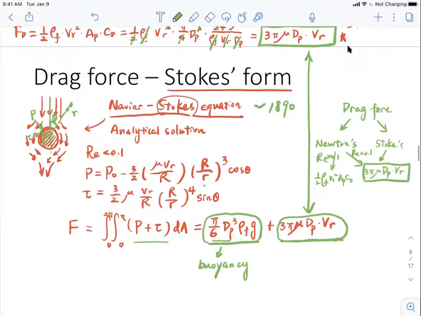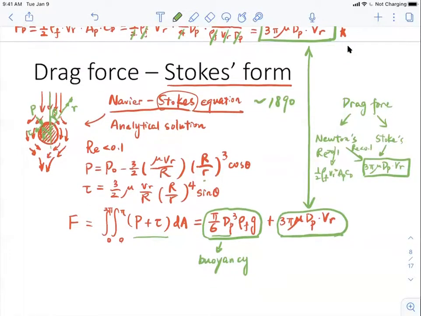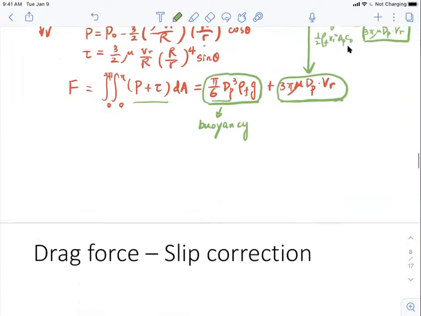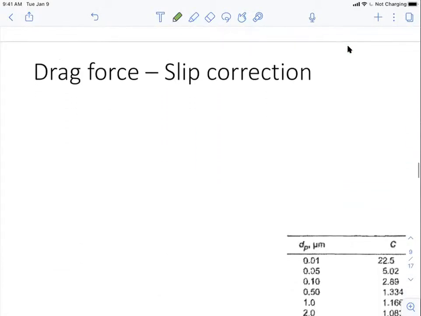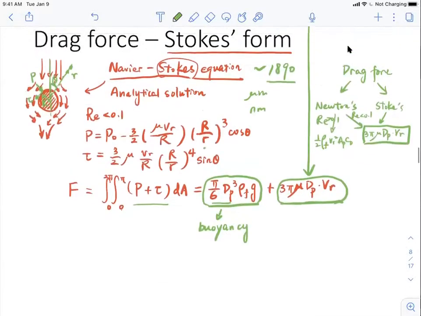So during the time of Stokes, this is also when people started to realize that there are different length scales of objects. We can get particles with micrometers, but what about further smaller, when we get to nanometers? When we get to nanometers, is the equation still going to work? That's when we should introduce the slip correction factor.